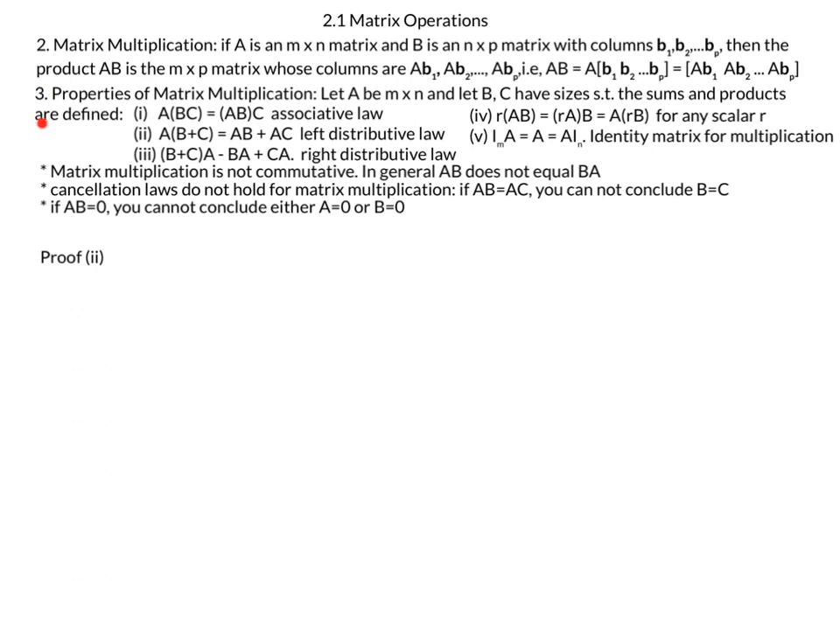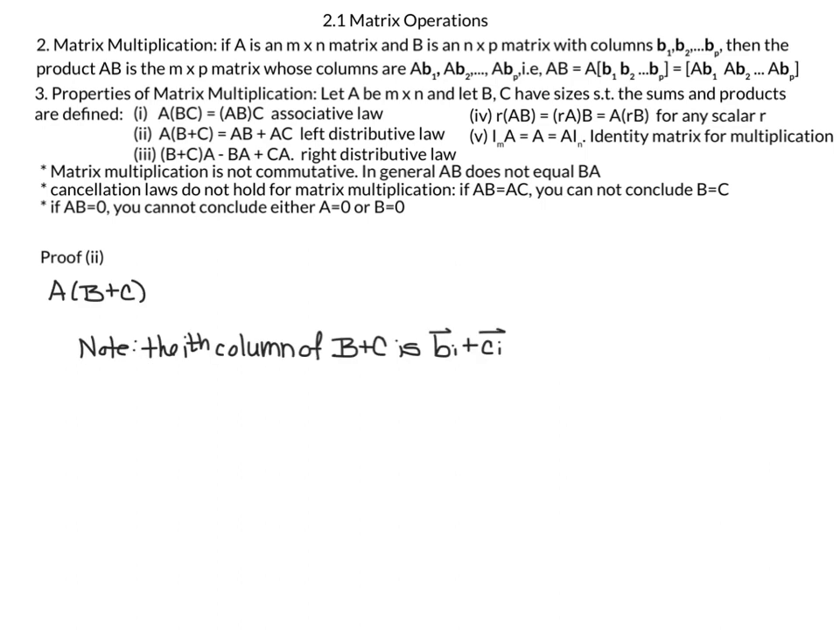I've moved these properties over here for your reference, as well as the definition of matrix multiplication, and we are going to prove number 2 using this definition of multiplication. We are going to prove the second statement here. So we'll start with the left-hand side, which is A times B plus C, and we're going to prove that it is equal to AB plus AC. I have the matrix multiplication definition here for your reference since we will be using it.